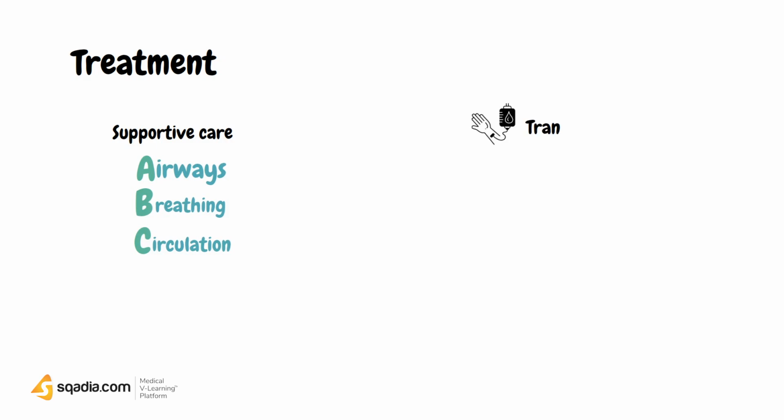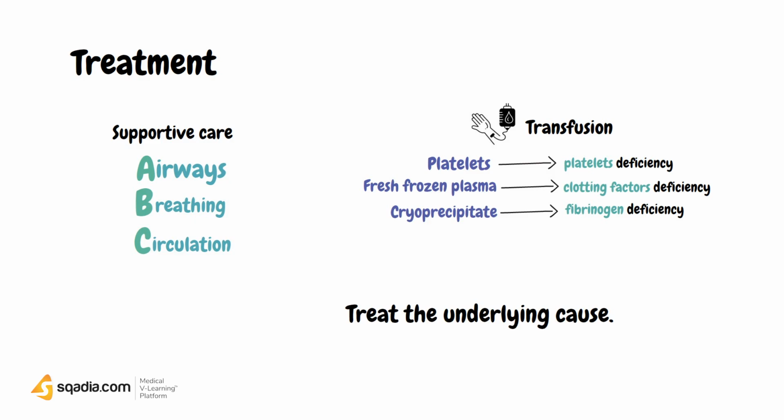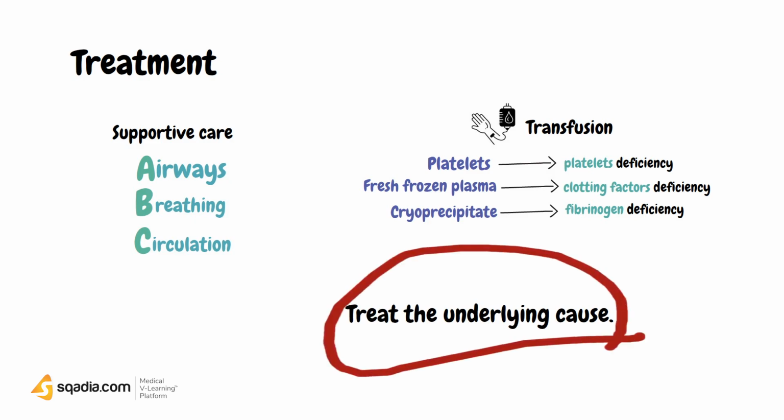Treatment includes supportive care. Assess the airway, breathing, and circulation of the patient. Make arrangements for transfusion in patients who are bleeding: platelets to correct platelet deficiency, fresh frozen plasma for clotting factors deficiency, cryoprecipitate for fibrinogen deficiency. Remember, don't forget to treat the underlying cause because it is what activates the coagulation cascade.